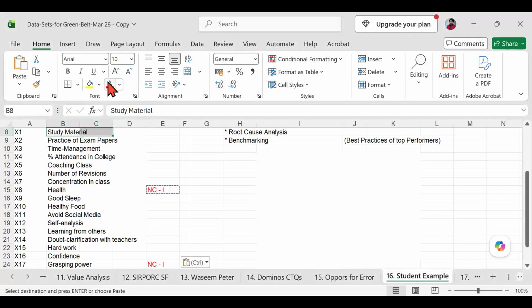X1, then X2. Now this is what is given by Mr. Hashmi. You may have some other answers or you may agree. We are just trying to take it as an example, so we will go with his answers. So X6, then X5, and X14.